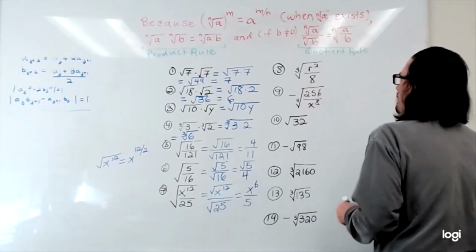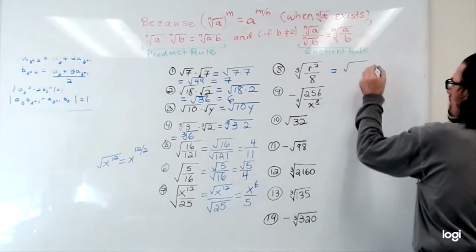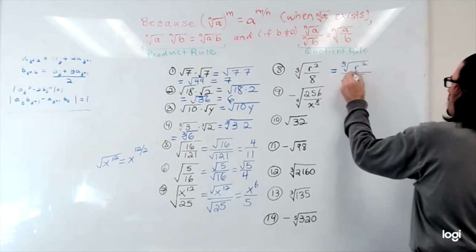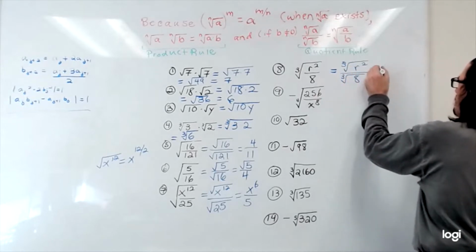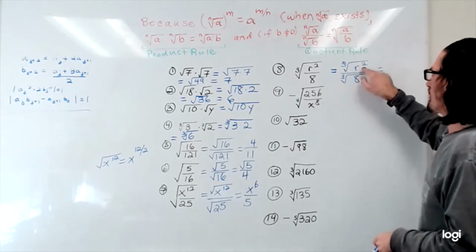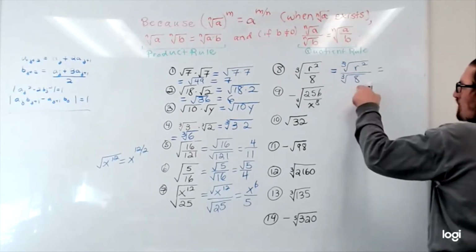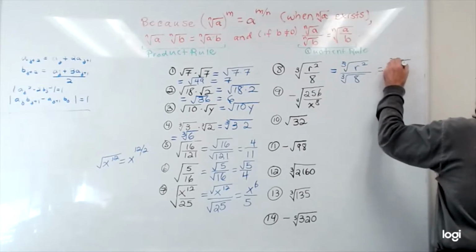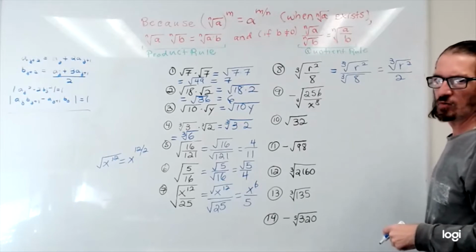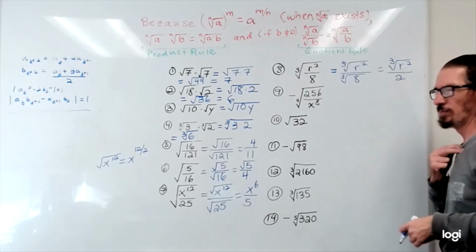Then in number 8, break up that quotient. Cube root of r squared over cube root of 8. Part of why I won't be able to go any further here is because that exponent is less than the index of the root, whereas the cube root of 8, that's 2. So I leave the numerator as cube root of r squared and simplify the denominator because it's a perfect cube.